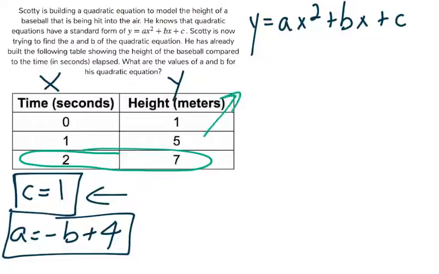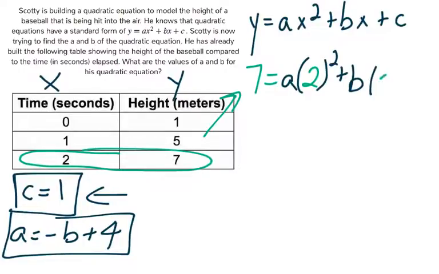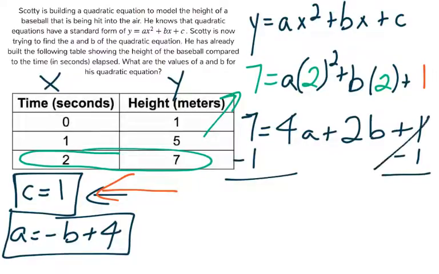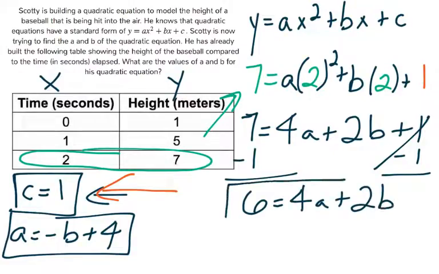So I'm plugging those into my equation. Let's get started. 7 is my y now, equals a times 2 squared plus b times 2 plus c, and remember c I know, which is 1 from right down here, so plus 1. Okay, keep solving. 7 equals 2 squared is 4, 4a plus 2 times b plus 1. Subtract 1 from both sides. These cancel out. I get 6 equals 4a plus 2b. That is my second equation.